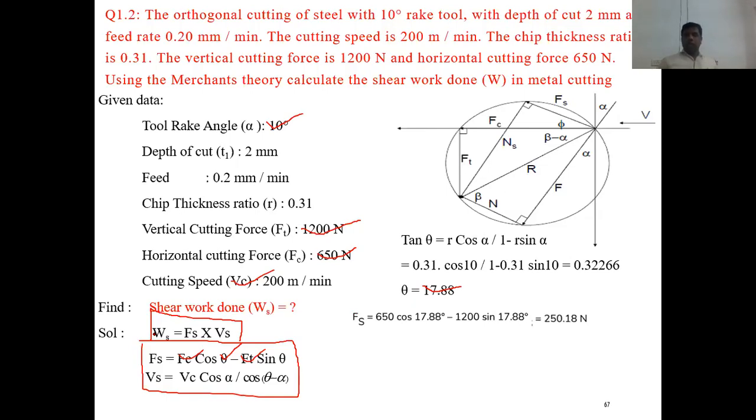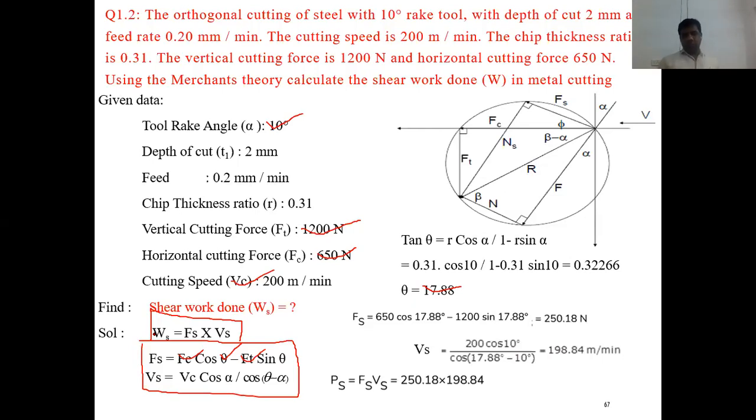Similarly, now we need to calculate the velocity of shear. The formula is already given: Vs equals Vc cos alpha divided by cos of theta minus alpha. Vc is 200, so substitute Vc 200, cos 10 degrees, divided by cos of 17.88 minus 10. You are going to get Vs, the shear velocity, as 198.84 meters per minute. Now you have both Fs and Vs. Simply multiply both and you will get the value.